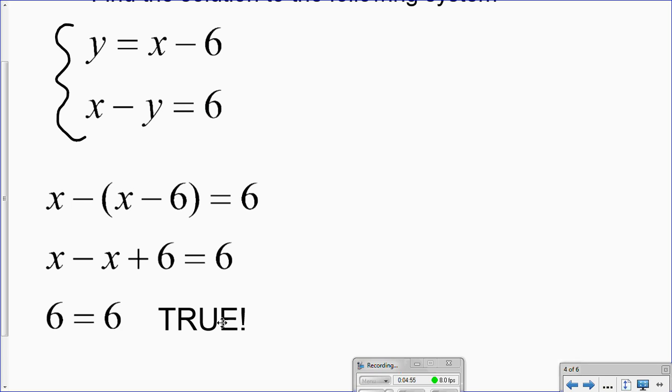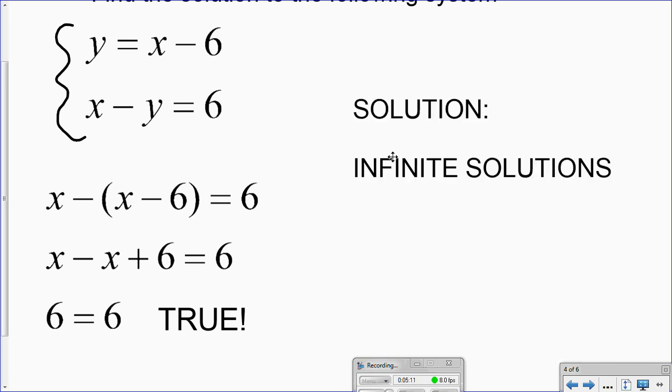Now, because that's a true statement and the variable is gone, it means it doesn't matter what x is, it'll always be true. So that means we actually have infinite solutions. When all the variables are gone and you're left with a true statement, it's infinite solutions. This would be an example of overlapping lines. And if you graphed it, you would see they're the same line.